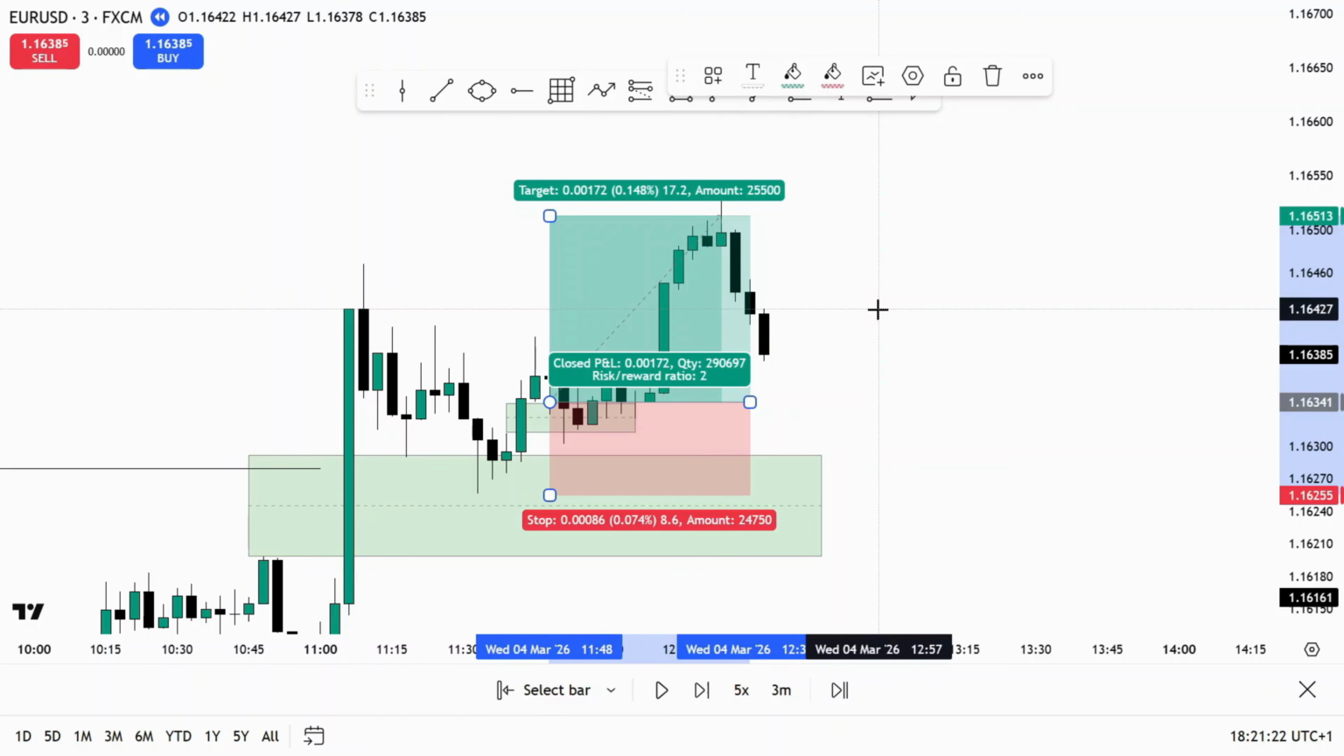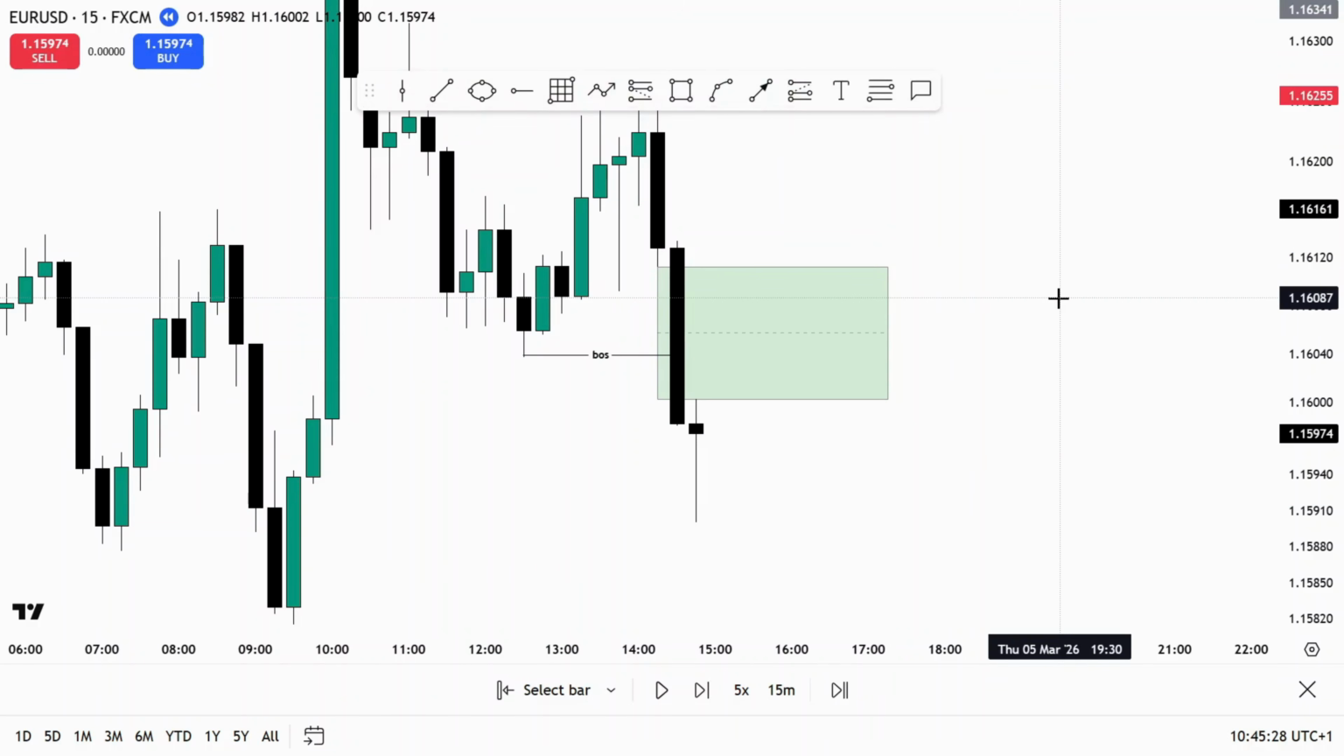Now let's go to another example. So this exact one happened just a day after. So as you can see, just very similar. We have a break of structure to the downside, clearly telling us that price wants to continue lower. And then price left behind this bearish fair value gap. So we'll be anticipating the price will come back into this fair value gap before then continuing lower.